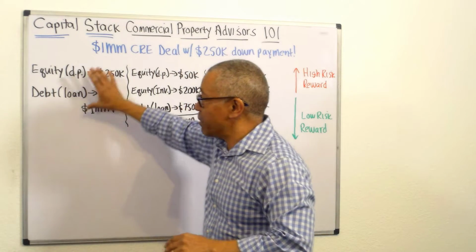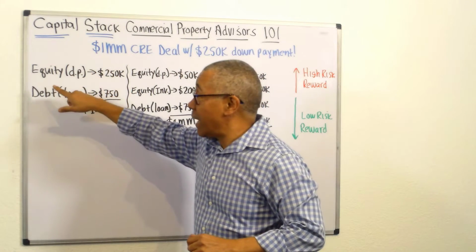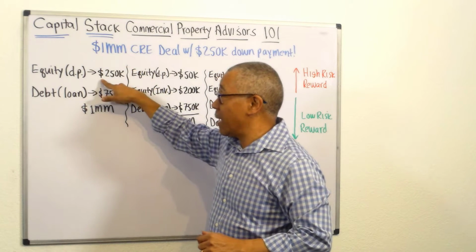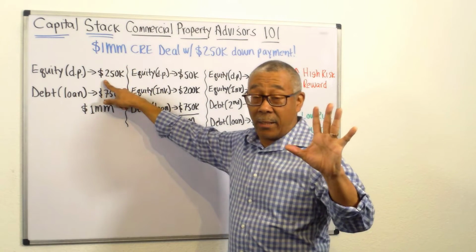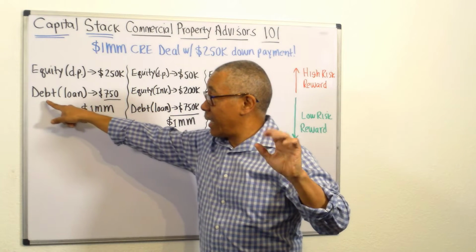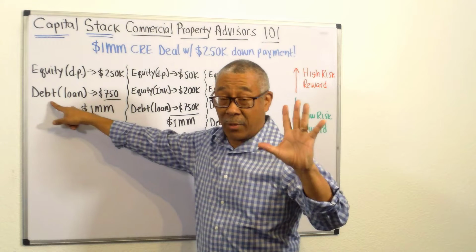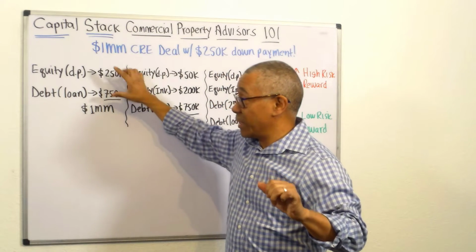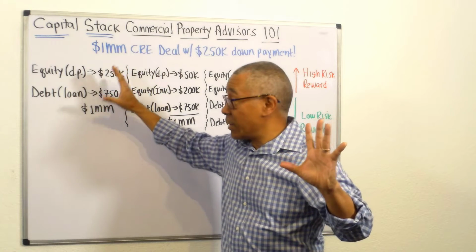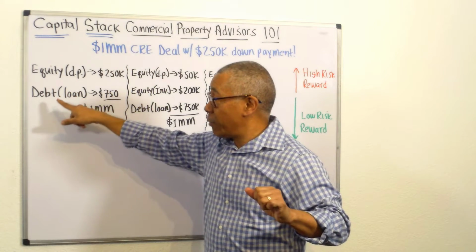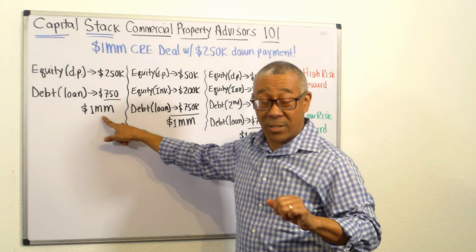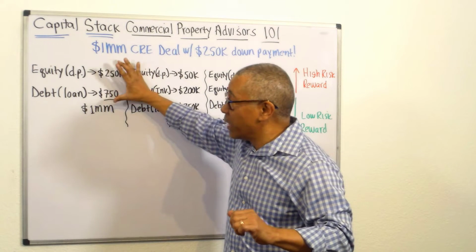Here's capital stack number 1. Again, it's a $1 million deal. I'm going to come to the table with equity or a down payment of $250,000, and then I'm going to put debt on the property, a loan of $750,000. So this is 2 layers, or a stack of 2: a stack of an equity portion and a stack of a debt portion to equal the $1 million transaction. This is pretty typical.